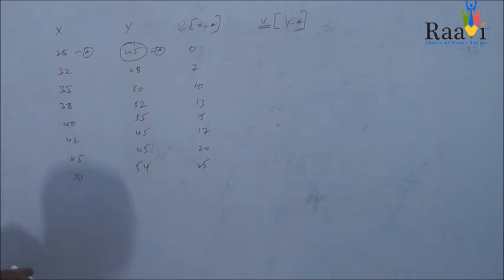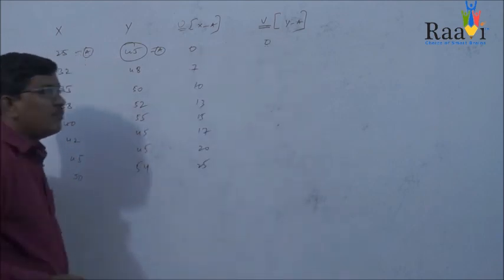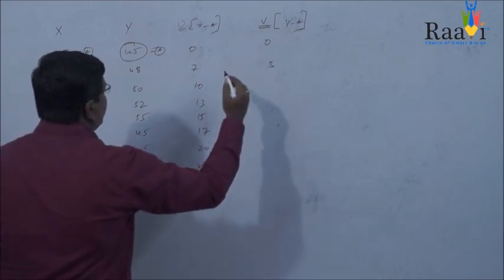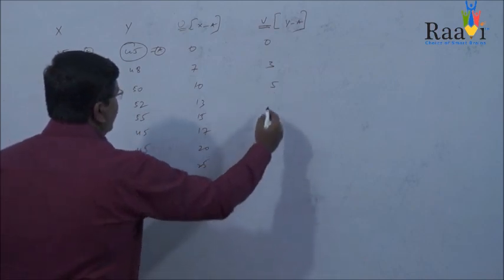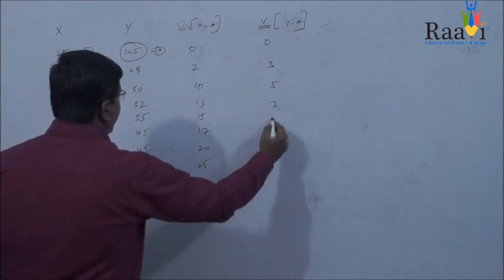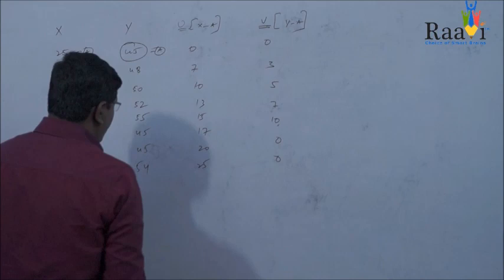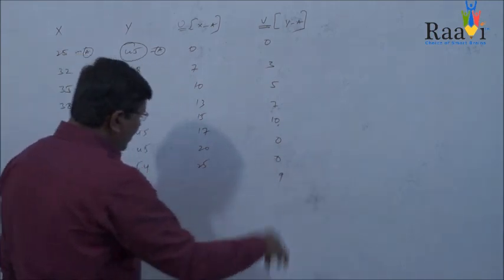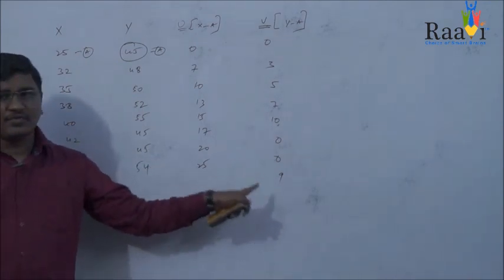Now how will we get the V values? 45 minus 45, 0. 48 minus 45, 3. 50 minus 45, 5. 52 minus 45 will be getting 7. 55 minus 45 you will be getting 10. 45 minus 45 is 0. 45 minus 45 is 0. And 54 minus 45 you will be getting 9. So these are the values of U and the values of V.